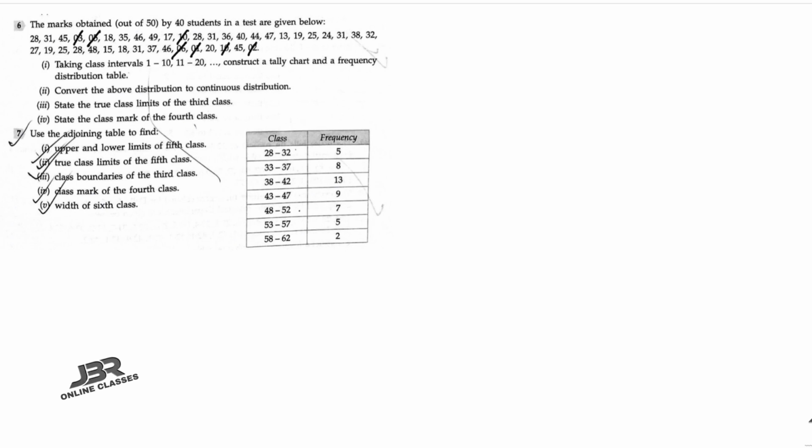Now next one, sum number 7. Use the adjoining table to find the upper and lower limit of the fifth class. 1, 2, 3, 4, 5. So this one here is the fifth. Here the upper limit is 52 and the lower limit is 48. True class limit of the fifth class: the upper limit equals 52.5, and the lower limit equals, sorry, 47.5, not 48. Okay, next one, class boundaries of the third class. Here the third class boundaries are 37.5 to 42.5.